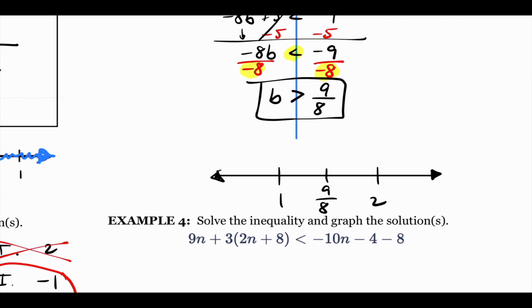Open dot or closed dot? Open. This one's going to be open because it doesn't have a line underneath, doesn't have an equals. Am I going to shade to the right or to the left? Again, how do you know? B is the number, right? We don't know what number it is. Is that number bigger than the dot or smaller than the dot? The mouth is opening to B. That means it's bigger, so that means to the right.